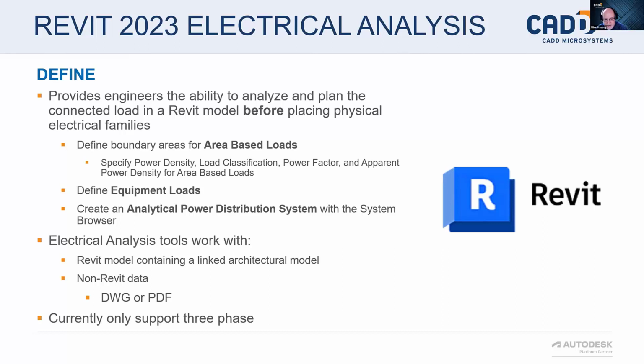I will mention that these new tools work with a Revit model. You can also use a Revit linked-in architectural model to help you define the areas in there. That's what I'll be doing, using a linked-in architectural model. But it can also be done with a DWG or a PDF format. The workflow would be exactly the same. If you do just have a PDF or a DWG, we can bring that into Revit and use that as our background and go through the same process.